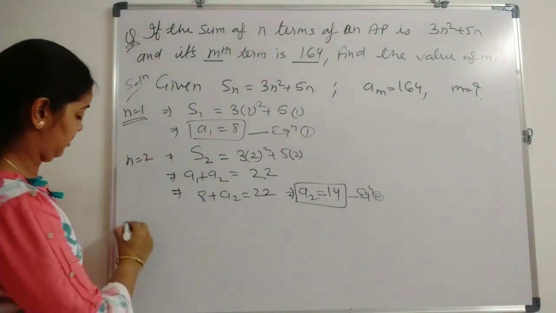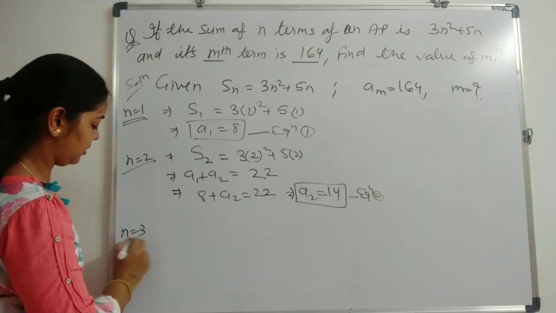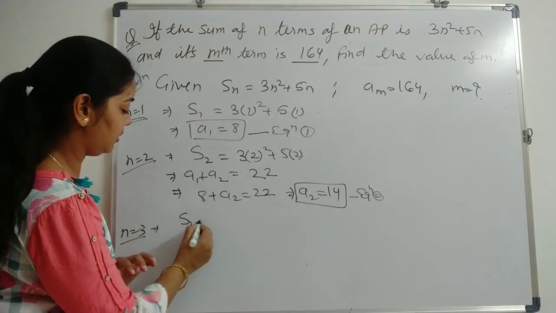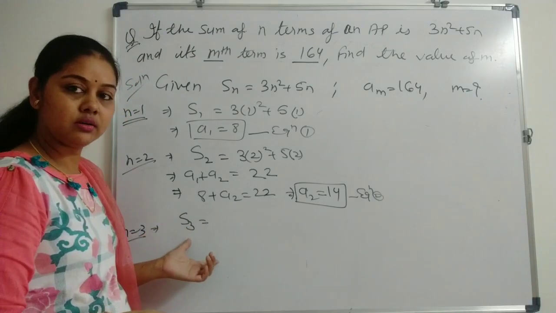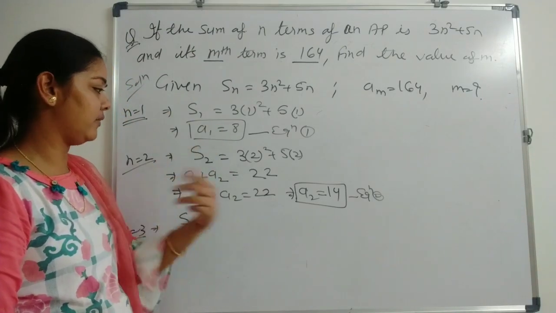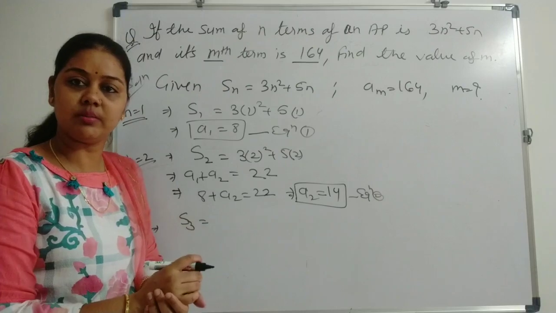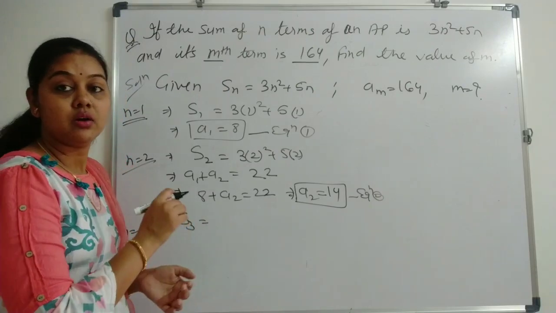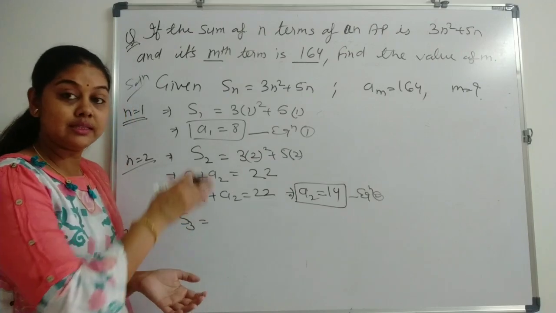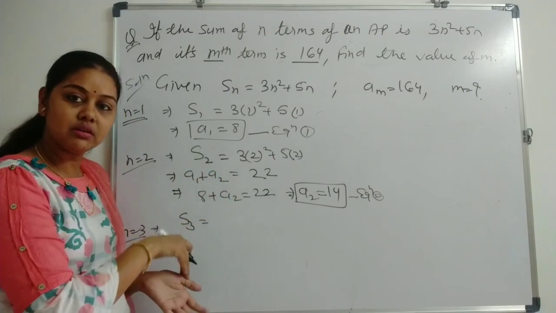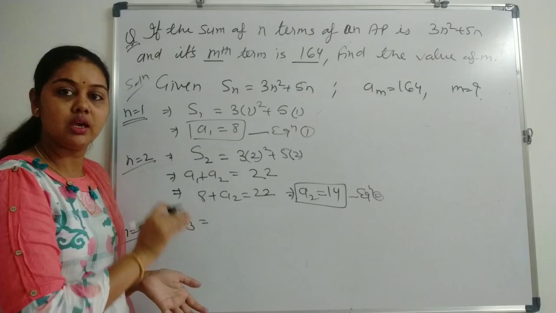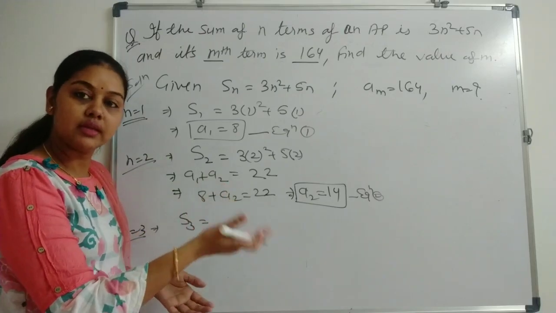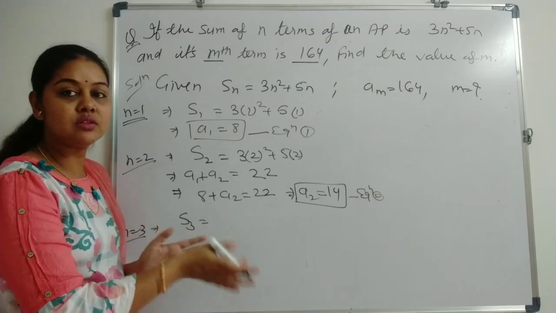Similarly, for n equal to 3, that is S3, now we will solve that. Ma'am, we have found A1 and A2. We can simply find the common difference D, that is A2 minus A1. But you should always check whether the given sequence is an AP or not. Okay? That's why I am finding S3, and I will get A3 and as a result an AP.